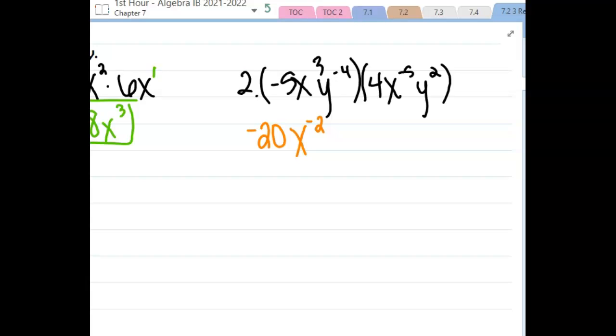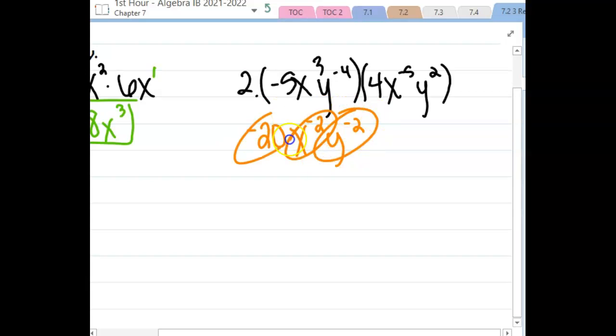Then you can multiply your y's together. Y to the negative 4th and y to the 2nd. We would add those exponents. Negative 4 plus 2 would give you y to the negative 2nd. Now, just like yesterday, we cannot have negative exponents, but be really careful here because students get really carried away. They're like, okay, I see negative exponents, so I need to move the x, I need to move the y, and I need to move the 20, which isn't quite right. I don't need to move the 20 because we only move things that have negative exponents. We don't move negative numbers.